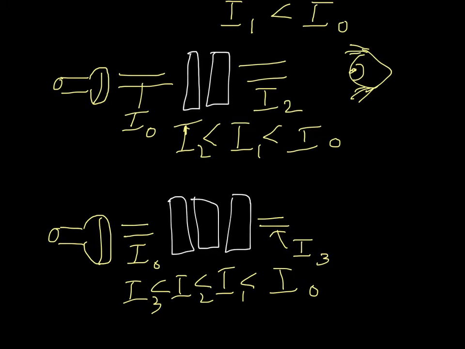So we could correctly say that as the number of sheets of paper increases, the intensity of light passing through decreases. Can we say something absolute about that? We could if we expressed it as a ratio.